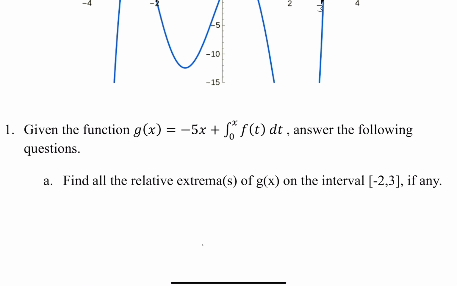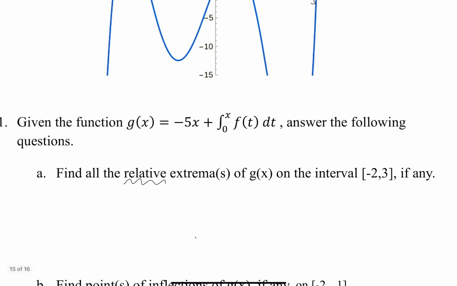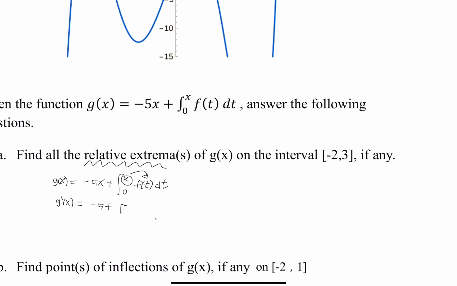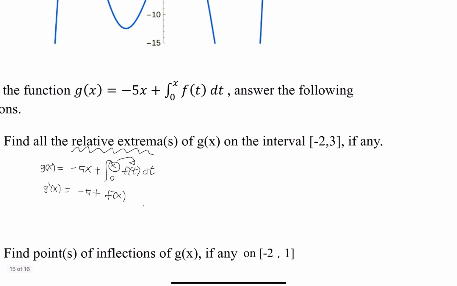Okay, and then to find the relative extrema, we first have to find the critical points of g of x, and that probably means when g prime of x equals 0, right? So first we're going to find g prime of x. Then g prime of x equals negative 5, and then f of x, because we're taking the derivative of the integral. And then we're supposed to find when this is equal to 0 to find the critical points. So when f of x is equal to 5, right?